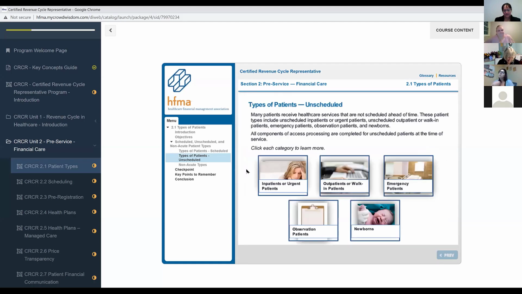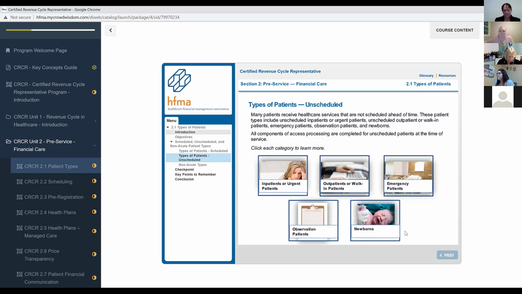So unscheduled is inpatients or urgent care patients, outpatients or walk-in patients, emergency, observation, and newborns. If you click on the pictures, it'll give you the exact definition of what these are. The emergency department is the most common source of an unscheduled admission. A patient goes to the ER seeking care and meets the criteria for admission, you therefore get admitted, but that's an unscheduled visit.